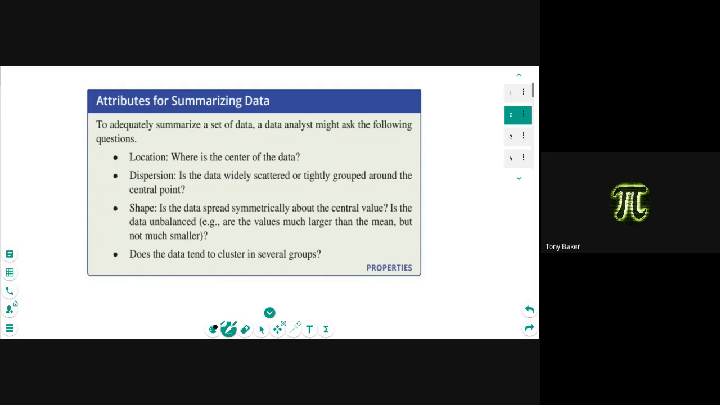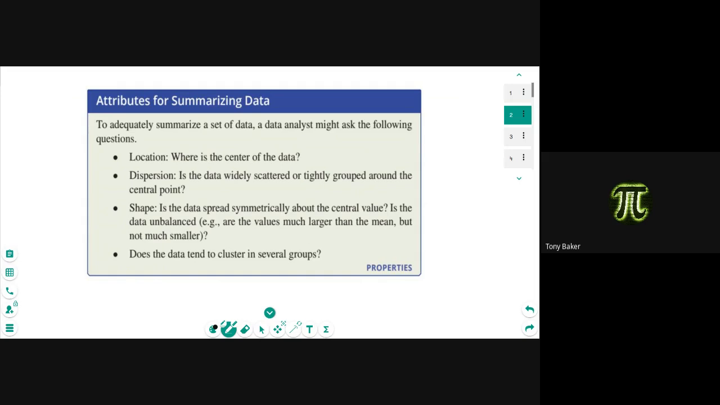And then along with the shape, we can look at does it cluster? So are there several groups that are the mean? Is it bimodal or multimodal? Mode is the only one that we can have multiple of. Okay, so these are the things that we're going to look at and how to start summarizing data.